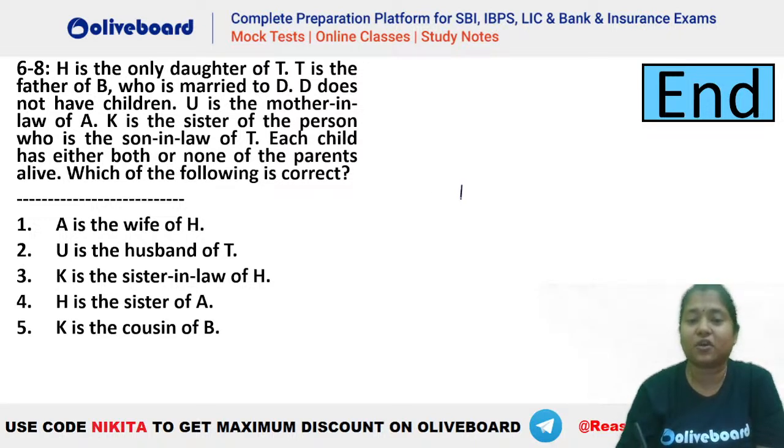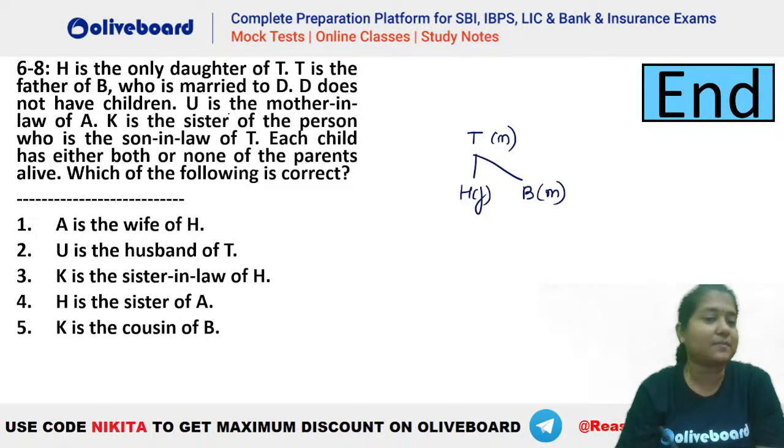H is the only daughter of T. So H is a female person. She is the only daughter of T. That means if any other child is there for T, that child should be a male person here. Now T is the father of B. So T is a male person. He is the father of B. So you can see that B cannot be a daughter because H is the only daughter. So B has to be a male person.